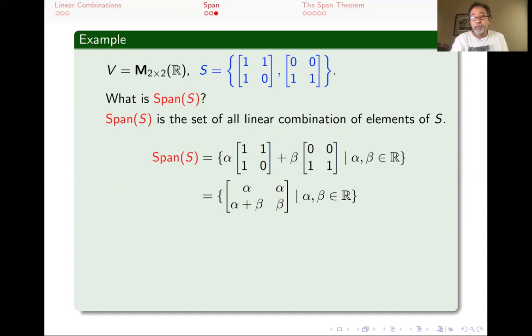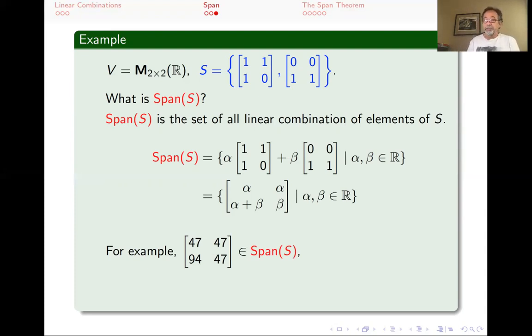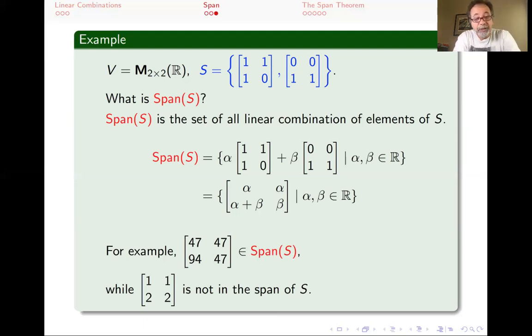So any matrix of the form alpha, alpha, alpha plus beta, beta is in the span. For example, if you take alpha to be 47 and beta to be 47, you get that 47, 47, 94, 47 is an element of the span of S. On the other hand, a matrix, or a vector, of the form 1, 1, 2, 2 is not in the span, because here alpha is trying to be 1, beta is trying to be 2, but then the entry in row 2, column 1 should be a 3, not a 2, and that's something that's not in the span of S. So the span of S is those elements.